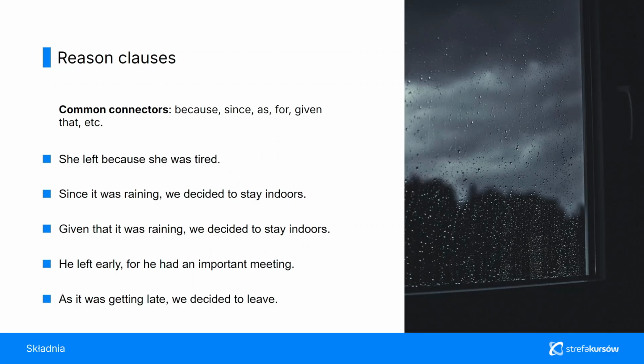Reason clauses explain the reason or cause behind the action in the main clause. The most common conjunction for reason clauses is simply because, but you can also use something more advanced like since, as, for, given that, etc. For instance, since it was raining, we decided to stay indoors. Or he left early for he had an important meeting. This is really formal English, especially written English. Or, as it was getting late, we decided to leave.